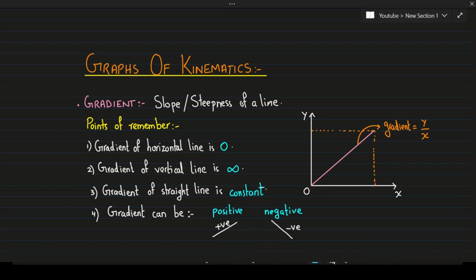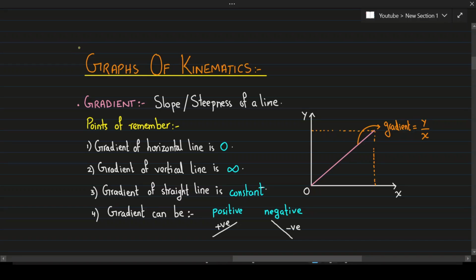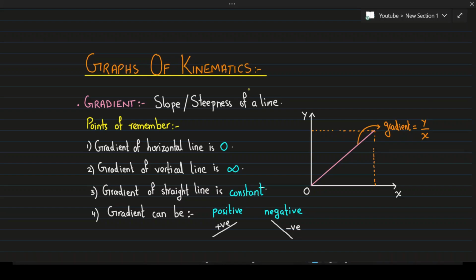So today we will be continuing our chapter of kinematics, and in kinematics we have covered the equation of movements and some basic concepts. So today we will be learning about the graphs of kinematics. You know the distance-time graph and displacement-time graph, how to analyze them, what is happening in the graph. We will learn that today.